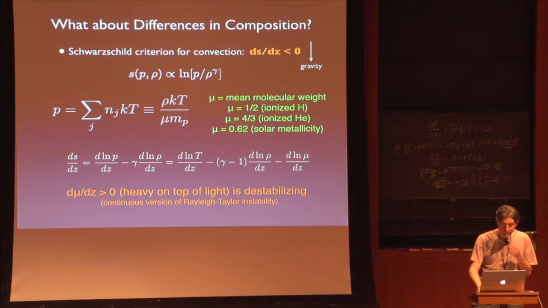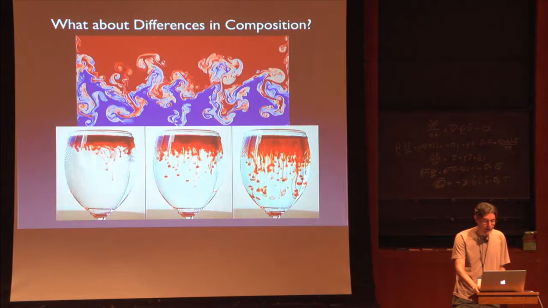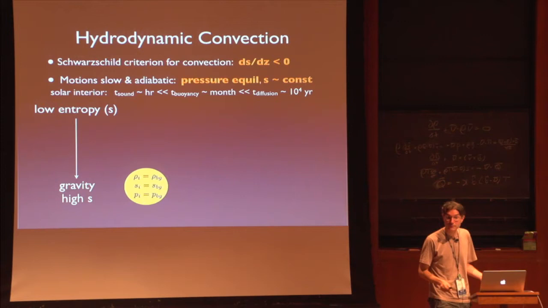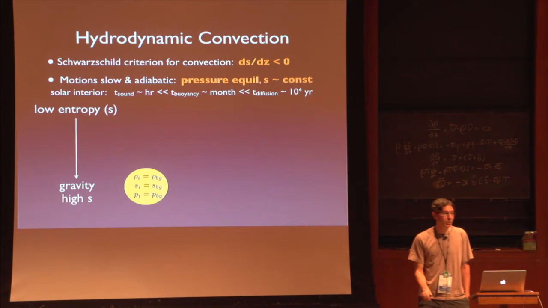Okay. So what I want to talk about now, again focusing on the case of stars, is under what conditions some of the assumptions that we made here actually fail. In particular, the one I'm going to focus on is when our assumption that the motions are adiabatic fails. And that turns out to happen at the surfaces of stars.